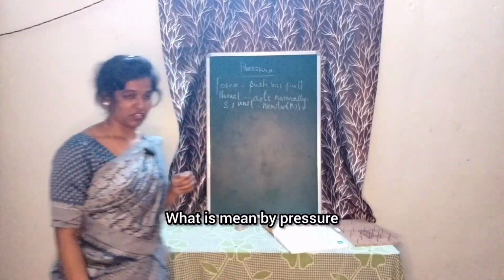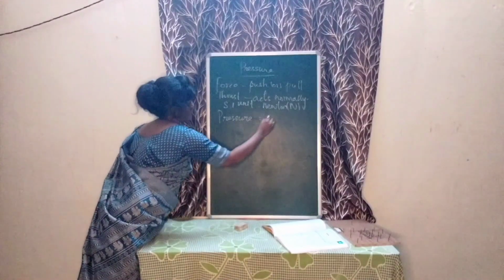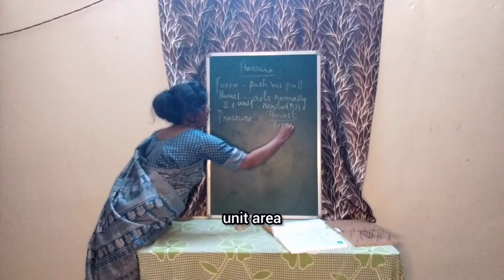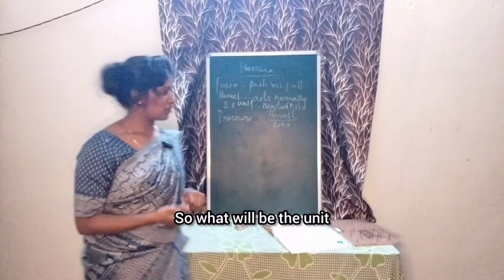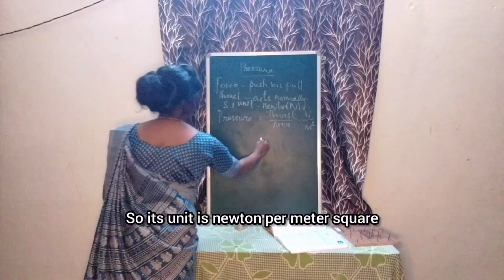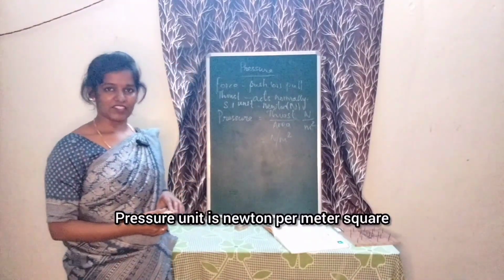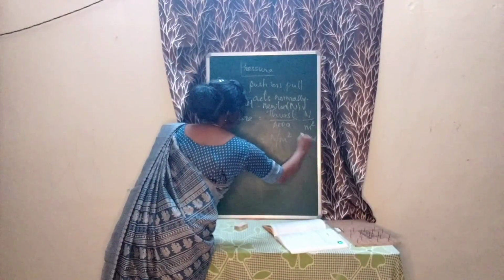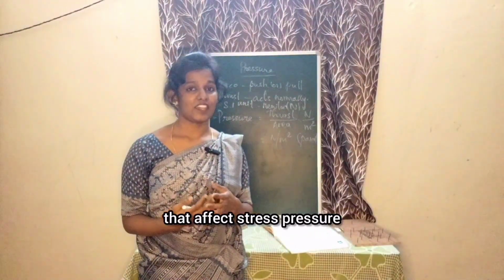So now coming to the main topic, pressure. What does it mean by pressure? Pressure is equal to thrust per unit area. So pressure is thrust per unit surface area. So what will be the unit? Thrust unit is Newton and area unit is meter square. So its unit is Newton per meter square. Pressure unit is Newton per meter square. Another unit is Pascal. Pressure's unit is Pascal.